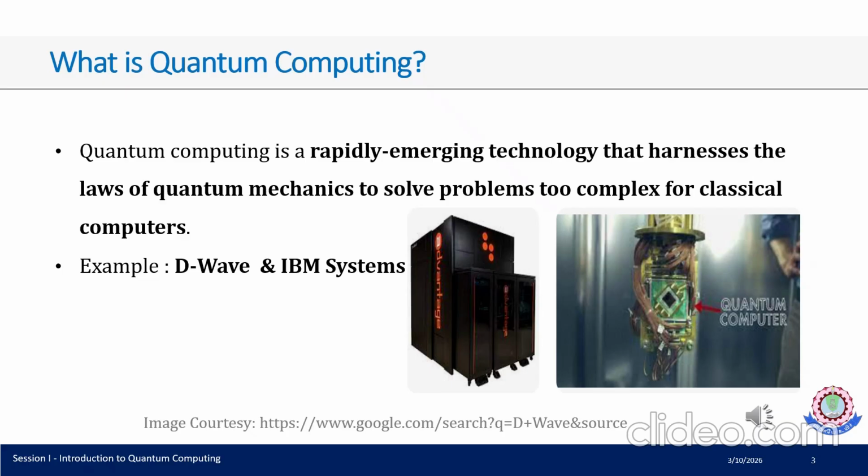We all know it is not classical computing. So quantum computing is a rapidly emerging technology that harnesses the laws of quantum mechanics to solve problems which are too complex for classical computers to solve. Examples of computers present in the market are D-Wave and IBM systems. Many simulators are also present in the cloud market, by AWS and IBM Qiskit.